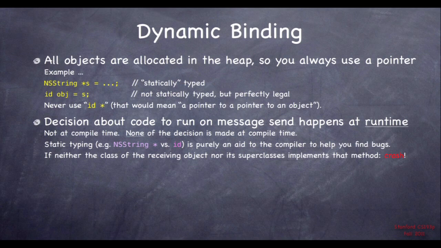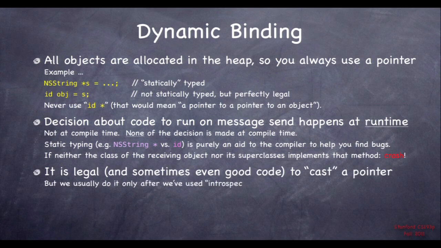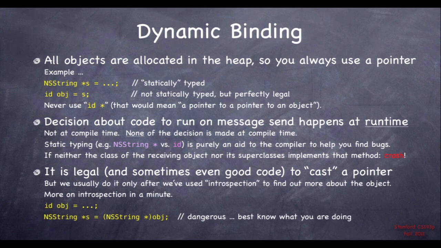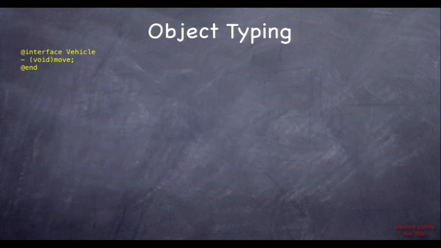Okay? So you can see how that process works. It doesn't matter whether it was an ID or an NSString star or what that originally was in the code, objc_msgSend is going to look at the class at runtime, the time the message is dispatched. Okay? So static typing is just for your bug finding, essentially. It is legal and sometimes the right thing to do to cast, and we'll talk about that in a second.